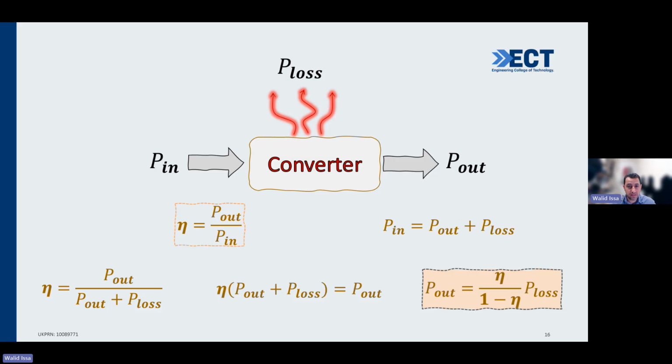Now, from this graph here, what is the efficiency definition? The definition is power out divided by power in. And we know the power input is the power output plus the losses. If I put that power input into the equation here, I will get this. If I cross multiply, I will get this one. And if I take power out to one side, I will get this equation here. It's a very simple equation, but we will learn a lot from it. Power output equals efficiency divided by 1 minus efficiency, multiplied by power loss.